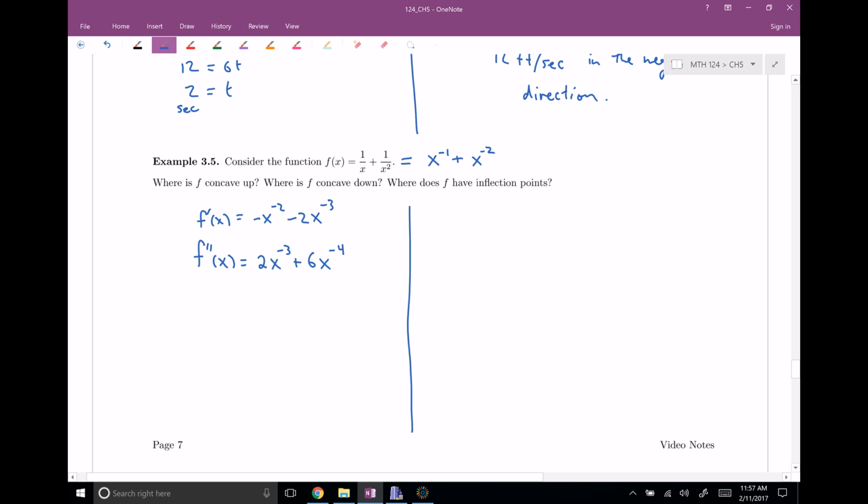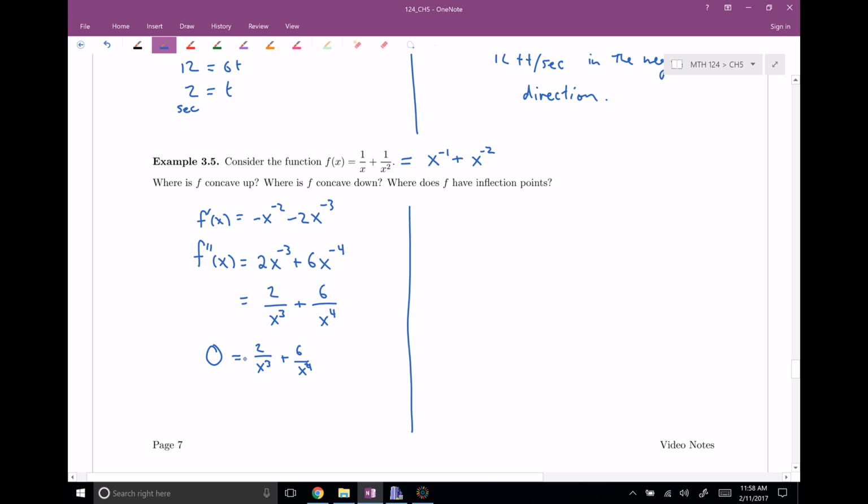And I want to know, when is this 0 or undefined? So I'm going to go ahead and rewrite it in my fraction form. I'm going to have 2 over x cubed plus 6 over x to the 4th. And so you can see that it's undefined at x equals 0. One place that we could have critical points is at x equals 0. But actually, x equals 0 isn't in the domain of the function, so it should make sense in the function. So x equals 0 cannot be an inflection point, but we still need to take it into consideration. Let's figure out when this is equal to 0. So I'm going to go ahead and set this equal to 0. That's another way that we can get critical points. So here we go.